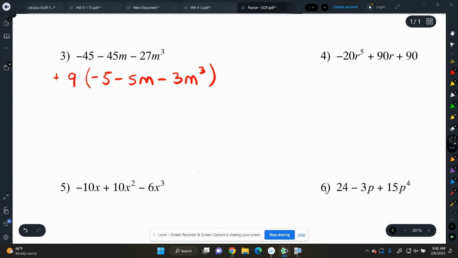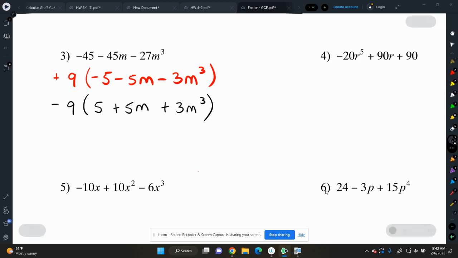Also acceptable: if you take a negative 9 out of there, it would leave us with a positive 5, a positive 5m, and a positive 3m to the third. Both of those are acceptable answers. Okay.